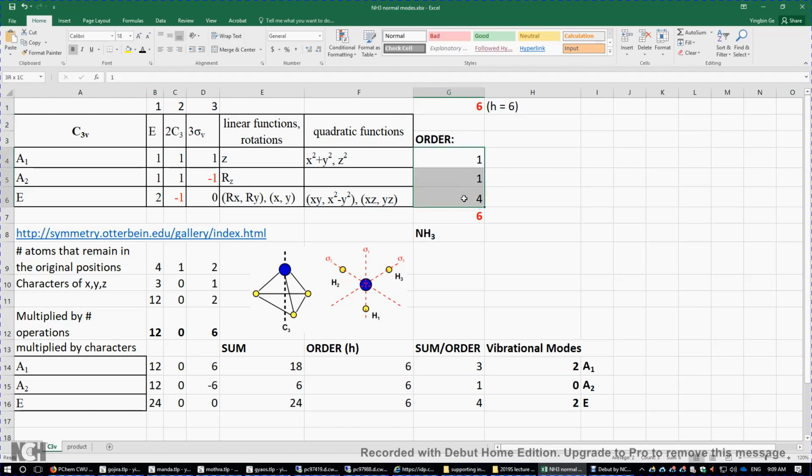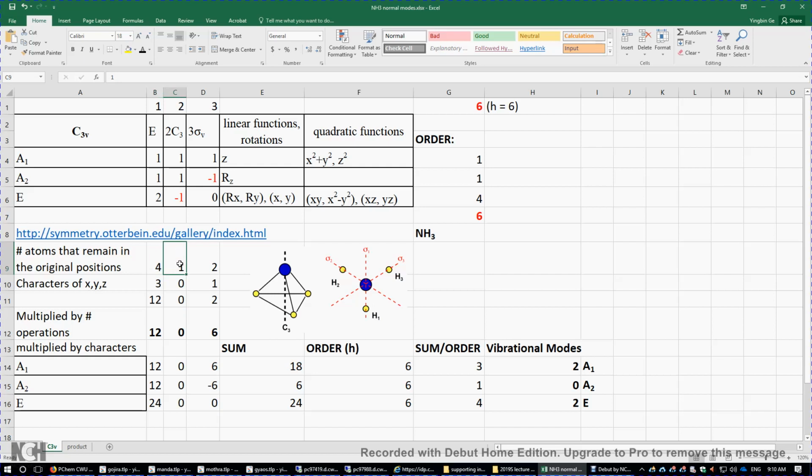We can also verify the order of the table here. We just square the character under the identity element column and then sum it up. We get 6 as well. And let's look at the number of atoms that remain in the original positions after a symmetry operation. Again, E stands for the identity element, basically it means doing nothing. Therefore, this nitrogen atom and the 3 hydrogen atoms remain in their original positions after an E symmetry operation. So you put the number 4 here.